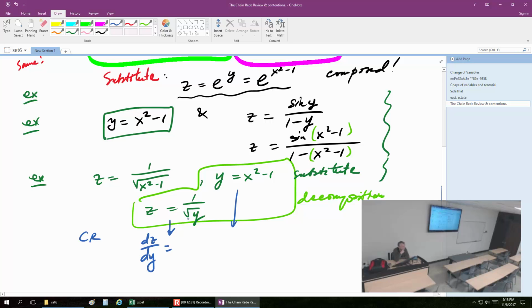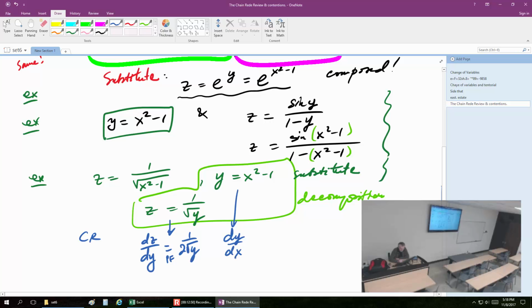Roots? What do we do with roots? Turn them into a power function, and then use the power formula. Okay, just checking that you remember, but the answer is 1 over 2 square root of y. So let's skip that part, and then we do the same with the other one.